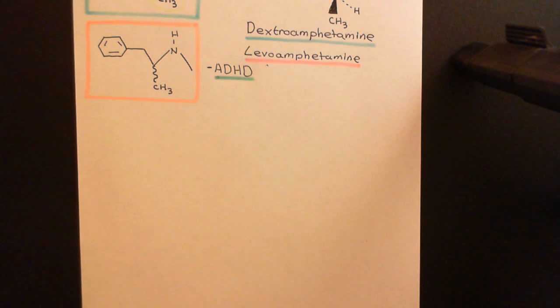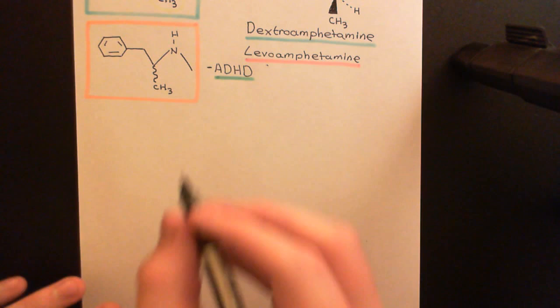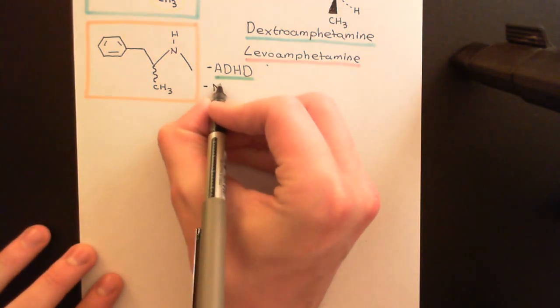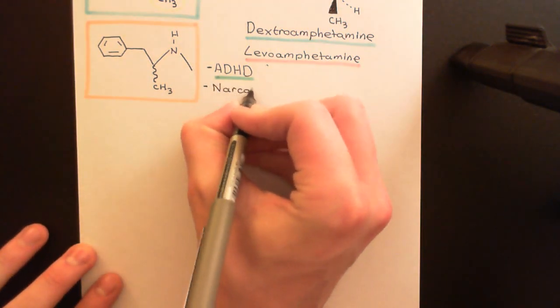Okay, so amphetamine and methamphetamine can be used to treat ADHD. As I say, with the rise of methylphenidate, it's becoming less and less common to actually use these drugs for ADHD, but they are still used. Okay, the other big thing that amphetamine and methamphetamine can be used to treat clinically is narcolepsy.